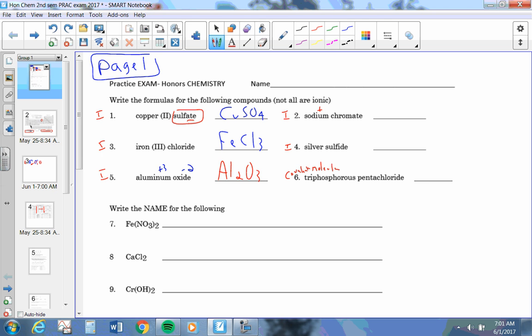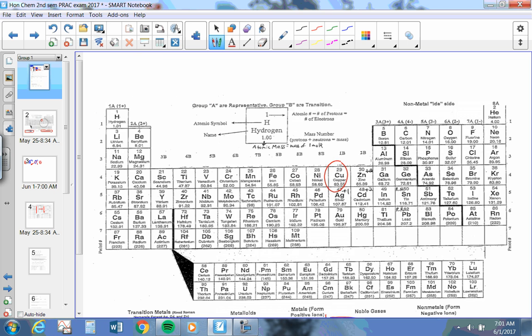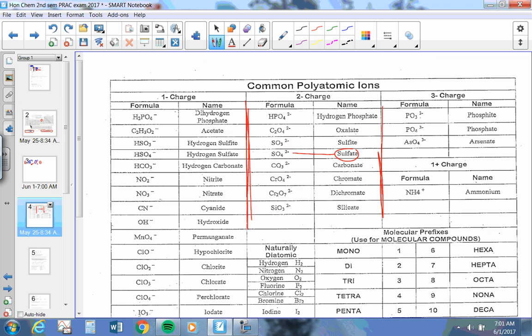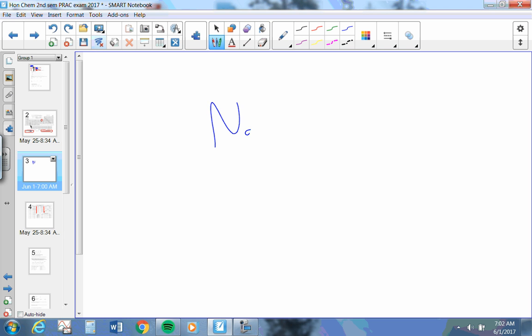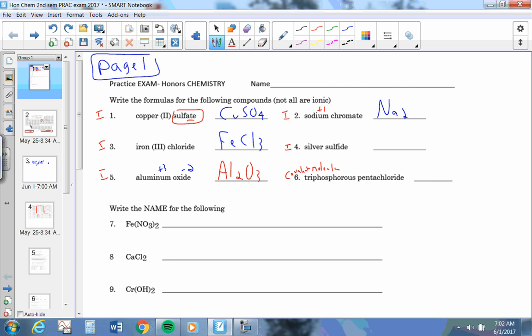Sodium +1. Chromate, not on the front, it's on the back. I'm going to have to go find chromate. There it is, CrO4 with a -2 charge. So if I have sodium with a +1 and chromate with a -2, it's going to take 2 +1s, 2 times +1 is +2, to balance off 1, -2, Na2CrO4. CrO4, it's chromate.